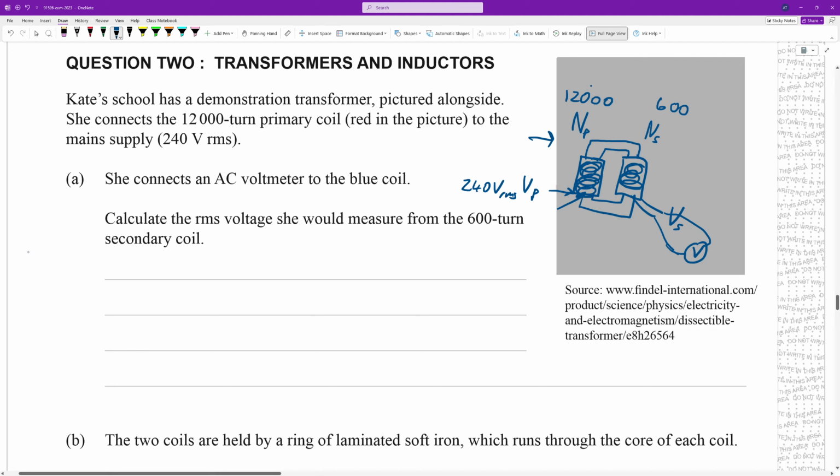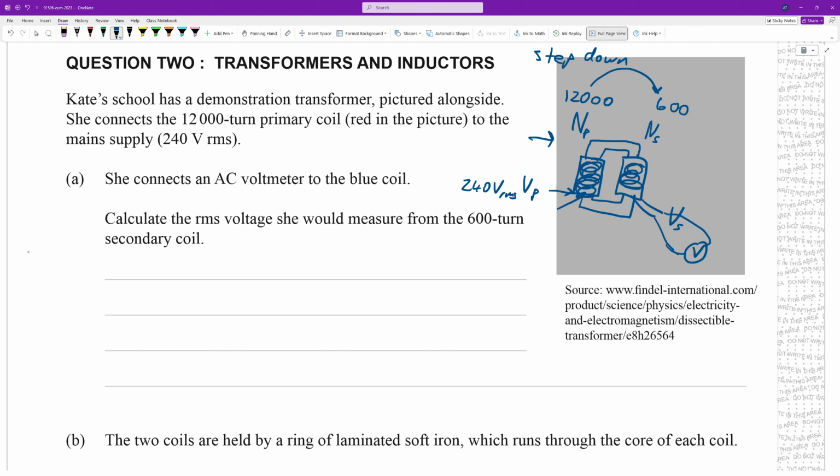So immediately we see the number of turns has decreased, right? So we call it a step down transformer. The voltage will drop with the same ratio as the turns drop. So from that we can see 12,000 goes down to 600. So what's that divided by? 200? So we know the voltage will be divided by 200. And from that we know that it's 12.